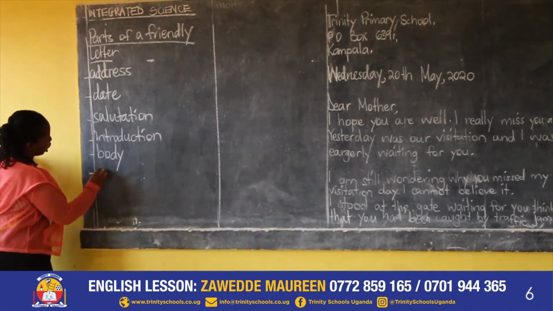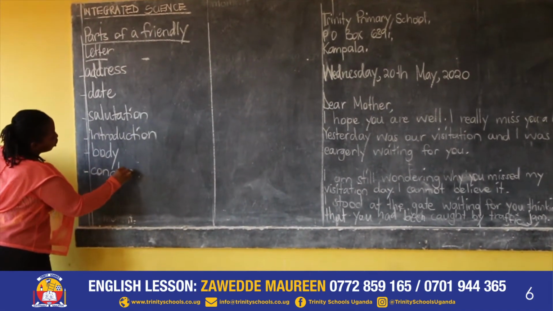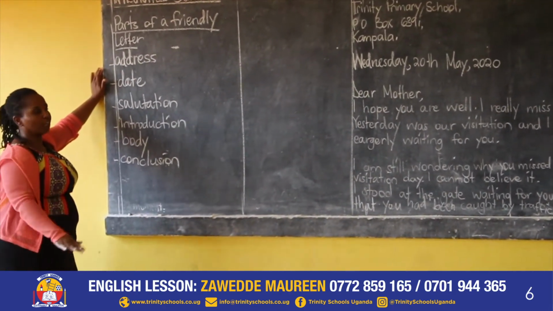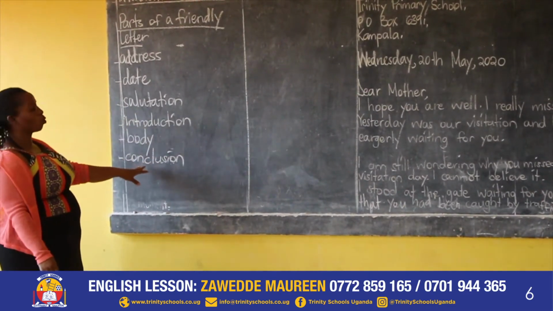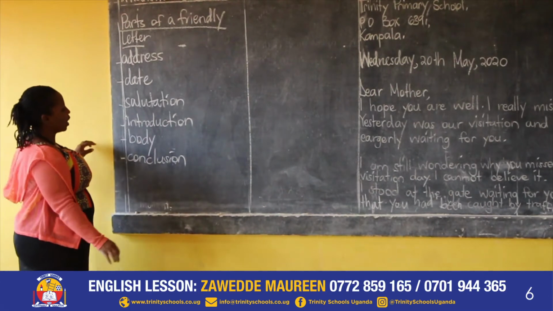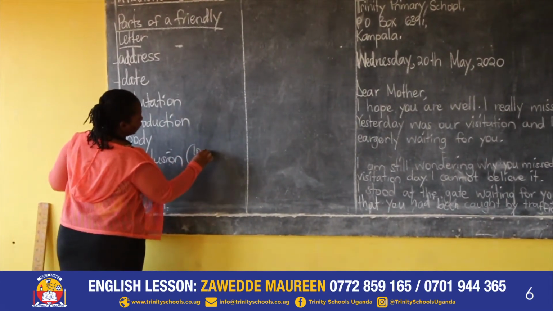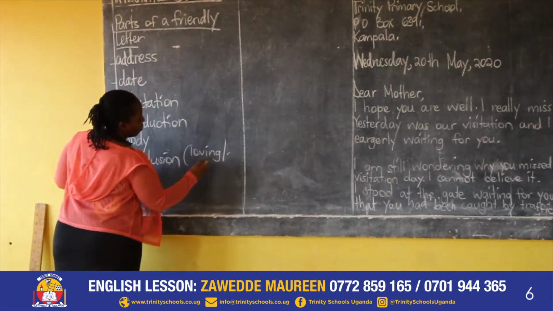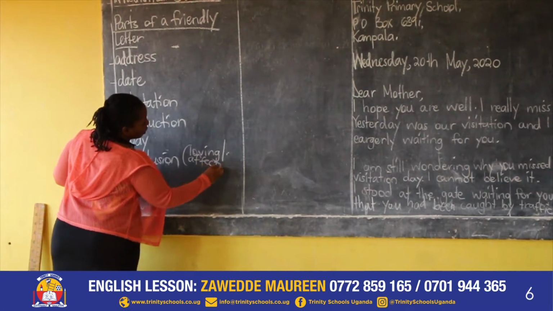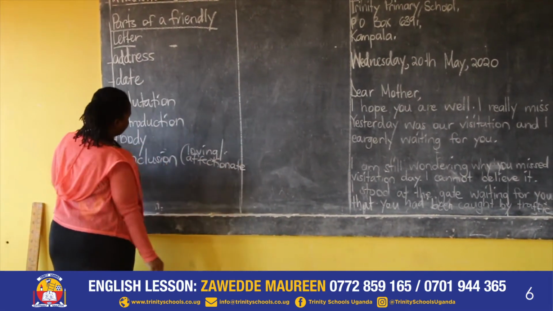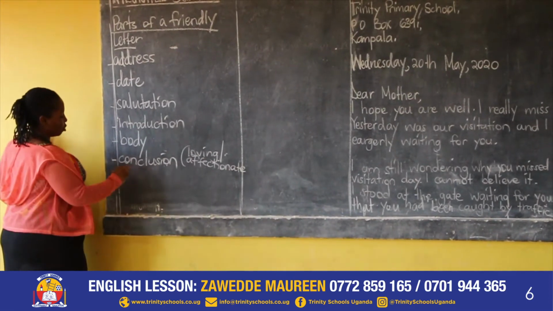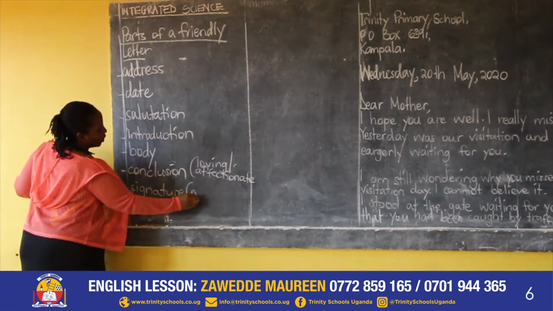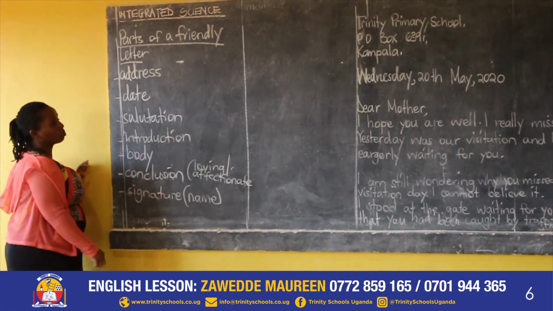Then we also have what we call the conclusion. That is the end part, the part that is ending the letter, and it has to contain friendly words. We have examples like the word loving, which has another meaning, affectionate. You can use words like affectionate in the conclusion, and your signature. Your signature at this level is your name in small letters.